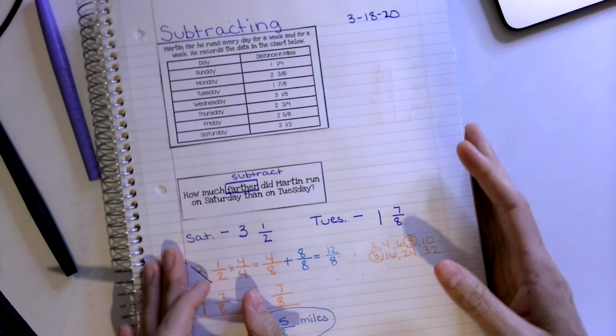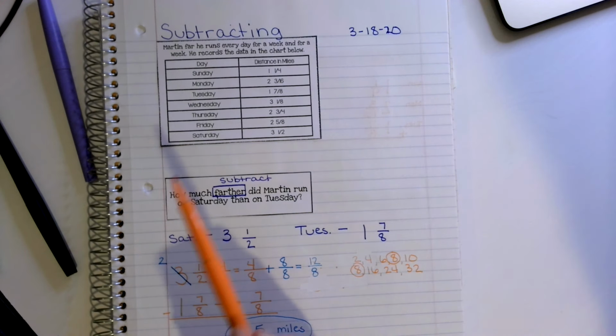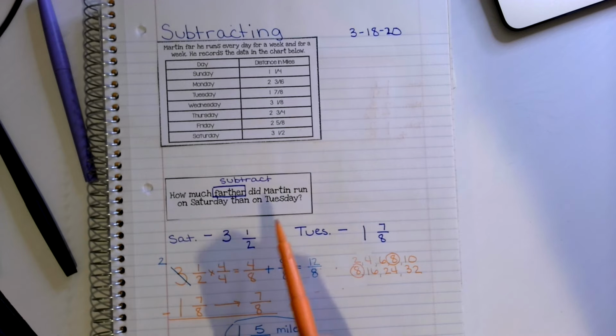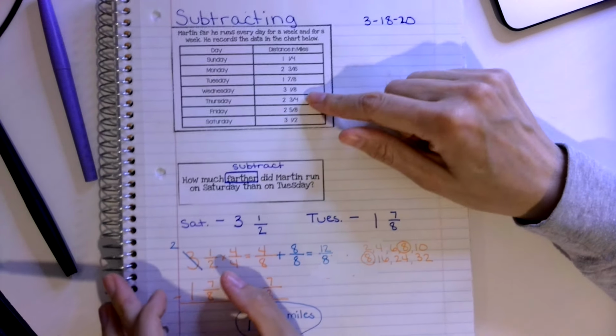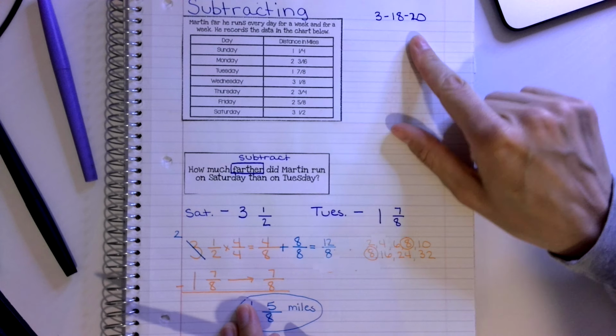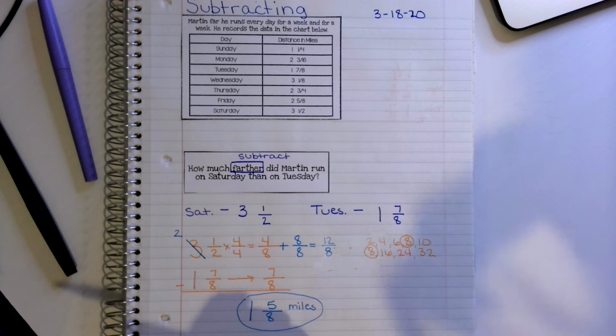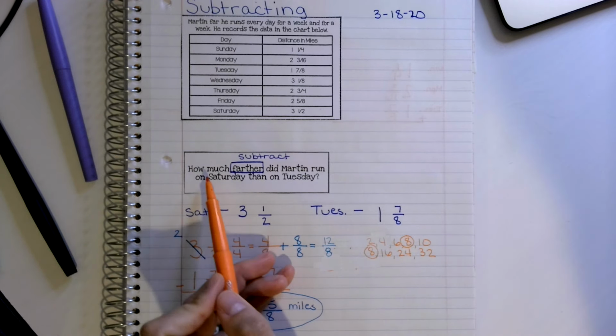We're going to go over some problems I had you put in your notebook. You cut this out from your packet and put it in your notebook. This was the chart where they got their information from, and this was on the 18th. You put this in your notebook on Wednesday. Then I had you glue this one in first.